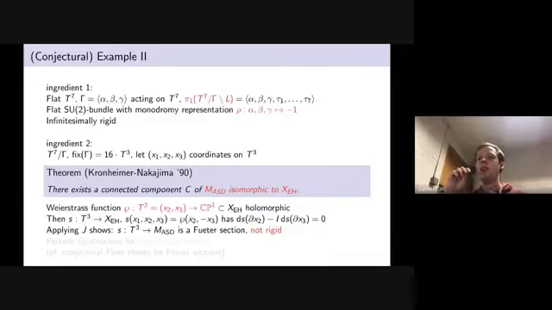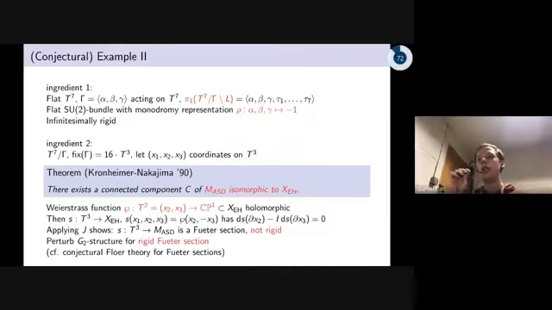But the annoying thing is this is not rigid. So exactly here we would like to have some way to deal with non-rigid ingredients. Potentially, one trick to get around this, so to apply this very easy gluing theorem that I have right now, potentially one way to do this is the following. Perturb the G2 structure of the orbifold and hope to get a rigid Fueta section. So why would you think that anything like this is true?